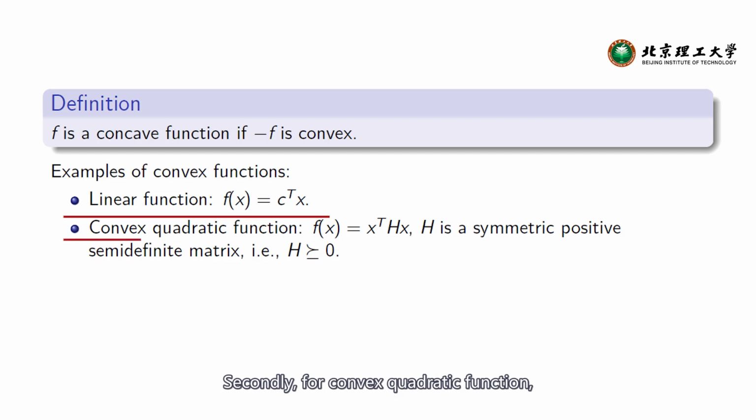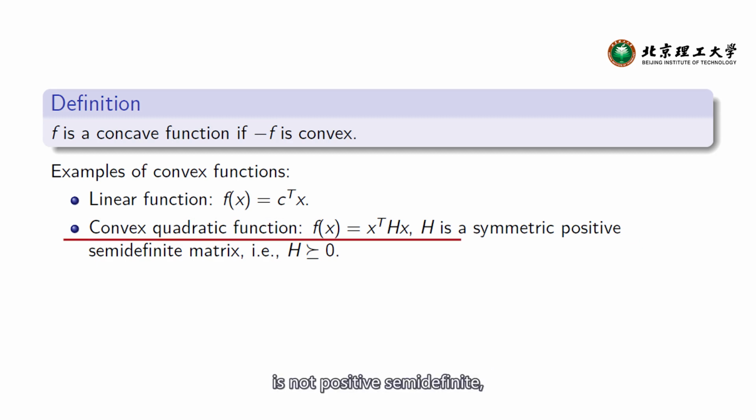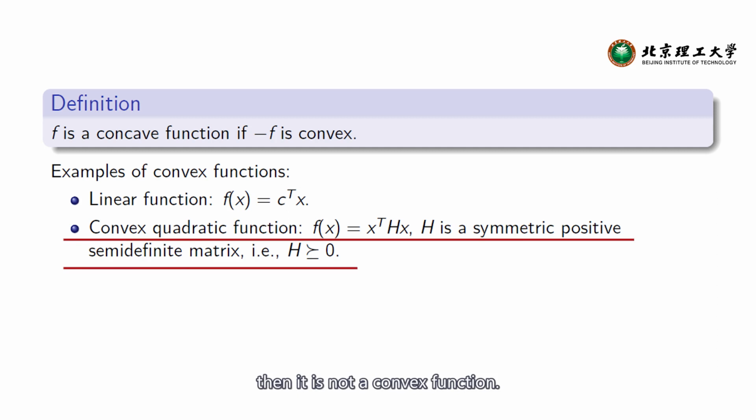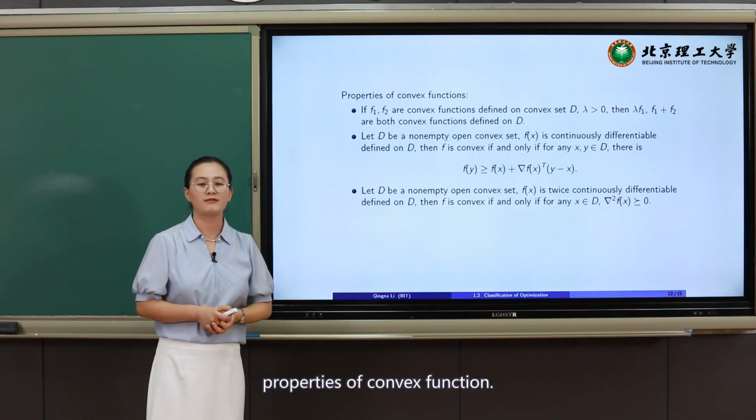Secondly, for a convex quadratic function, which is defined as x transpose Hx, if H is a symmetric positive semi-definite matrix, then the function f is called a convex quadratic function. Otherwise, if H is not positive semi-definite, then it is not a convex function. Alright? Now, we also have some properties of convex functions.